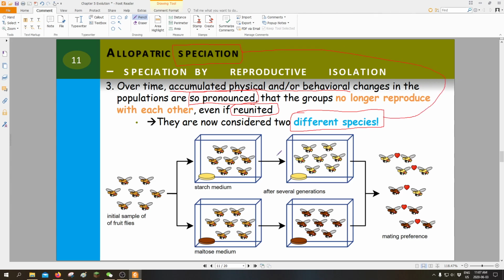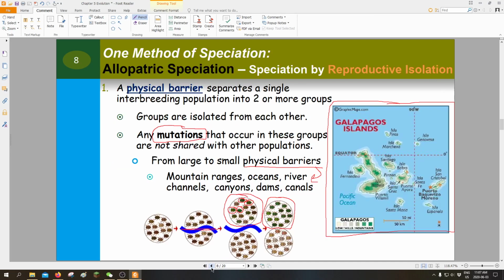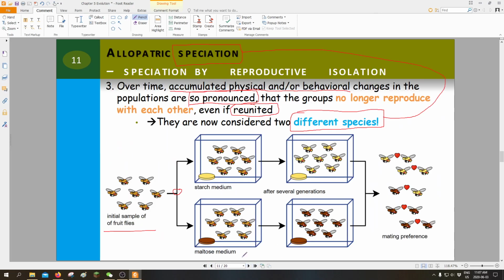Let's take a look at the example below here. You start off with an initial sample of fruit flies, okay? Then what happens here, okay? They are geographically separated. That's that first section right over here. A physical barrier separates the two different populations. Then, over time, what is going to happen?